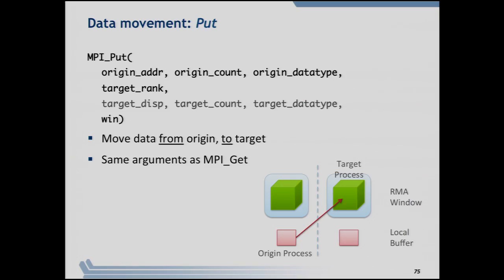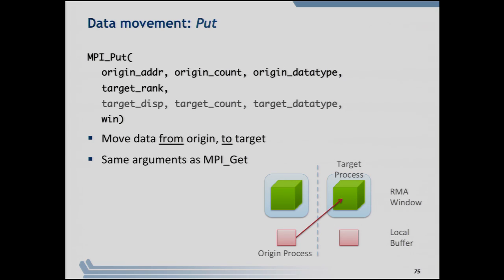Put is almost the same thing. Again, I specify where it's coming from as an address, count, and data type. Think of this as the send part of the put. And then where it's going. And then here's the receive part of the put at the target. So again, the displacement from the beginning of the window, then the count and the data type, and the window.